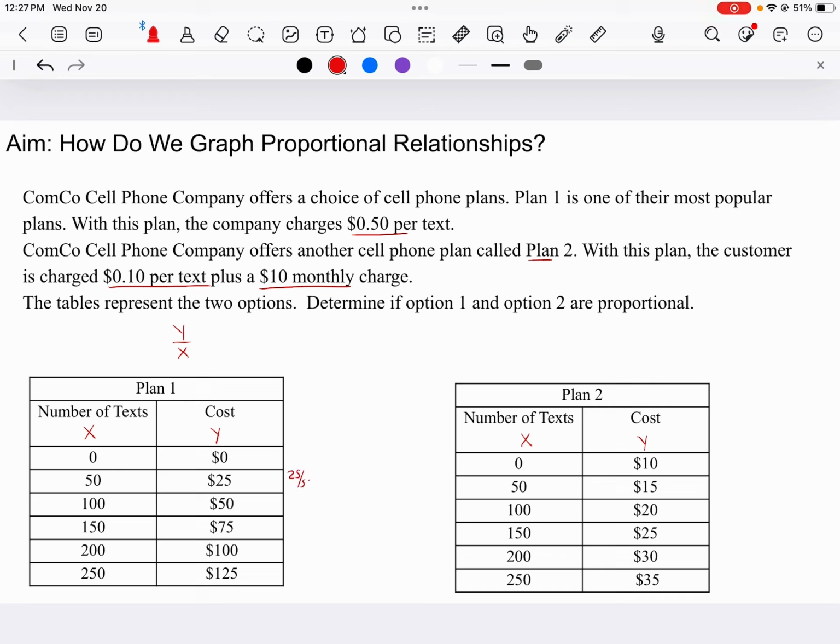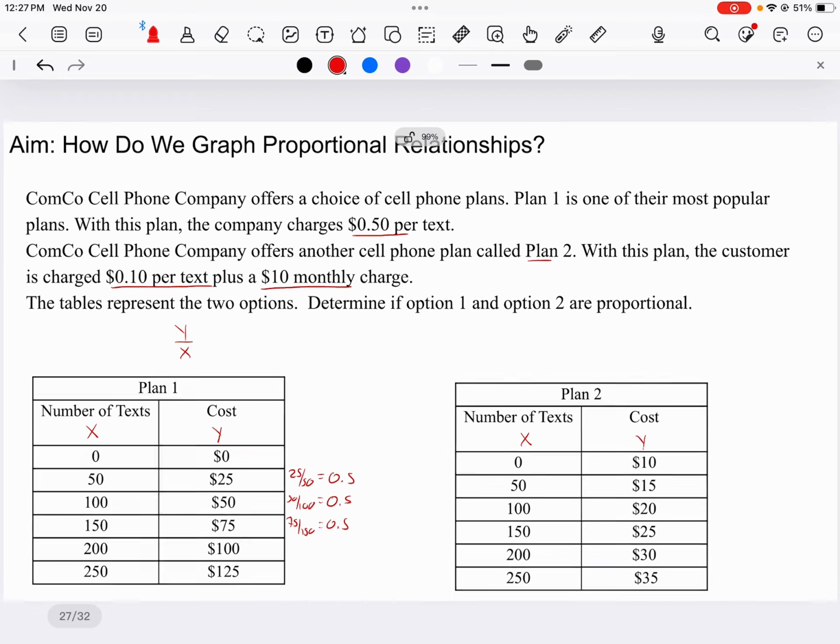The first one, 25 divided by 50 is 0.5. 50 divided by 100 is 0.5. 75 divided by 150 is 0.5. 100 divided by 200 is 0.5. 125 divided by 250 is 0.5. So Plan 1 is a proportional relationship.